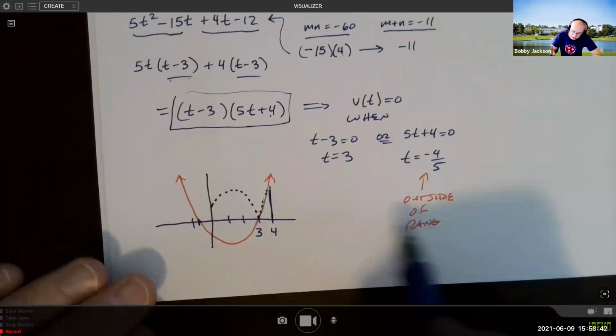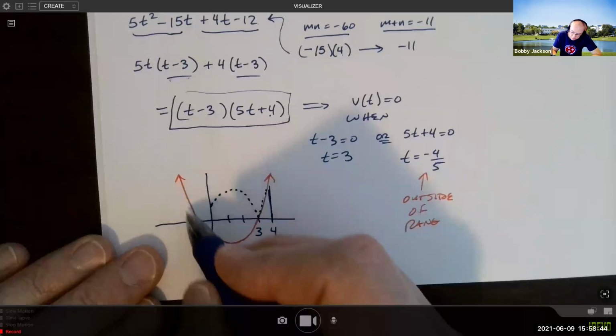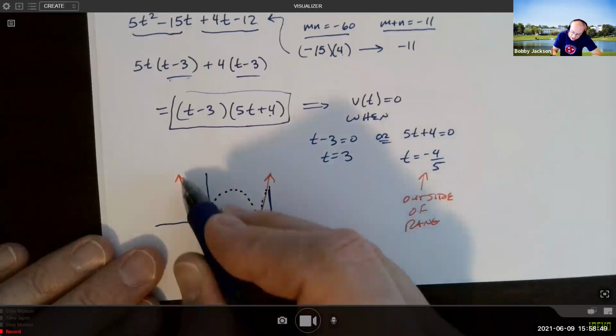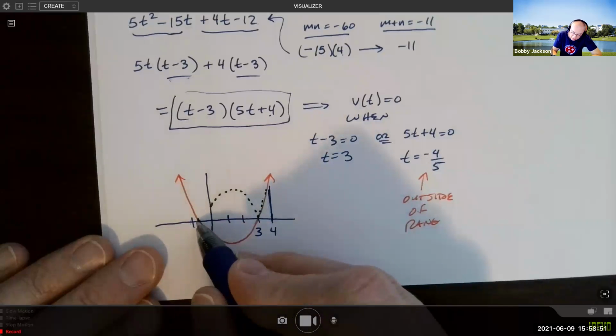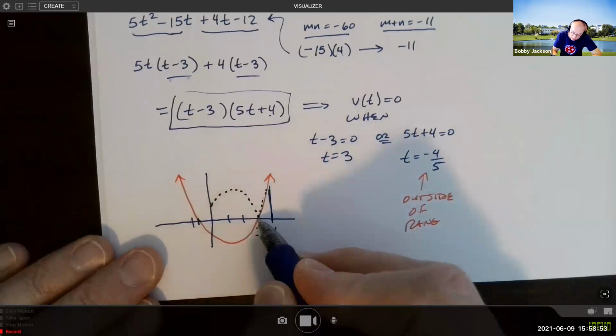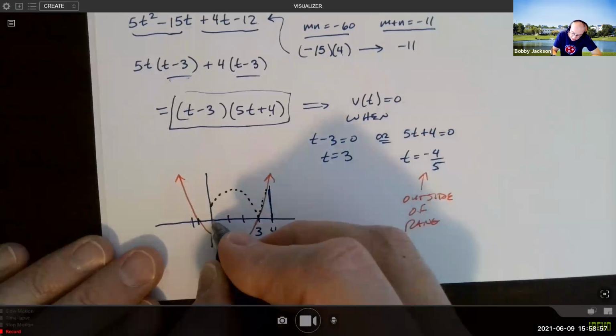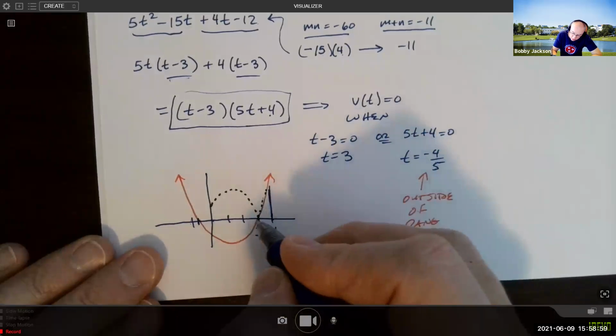So if I'm looking at our parabola, the red graph, this would be the v of t. The red graph is the v of t, right? And at negative 4/5 and at 3 we're 0, right? That's what we were finding at t equal 3 and negative 4/5. We're integrating from 0 to 4, and so we want the absolute values.